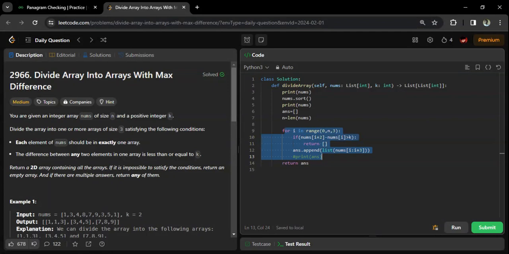Okay, if there are three triplets possible, this loop will run for three triplets, as simple as that. So in the first case, what I'm doing is taking the first element of the triplet and subtracting it from the last element of the triplet.